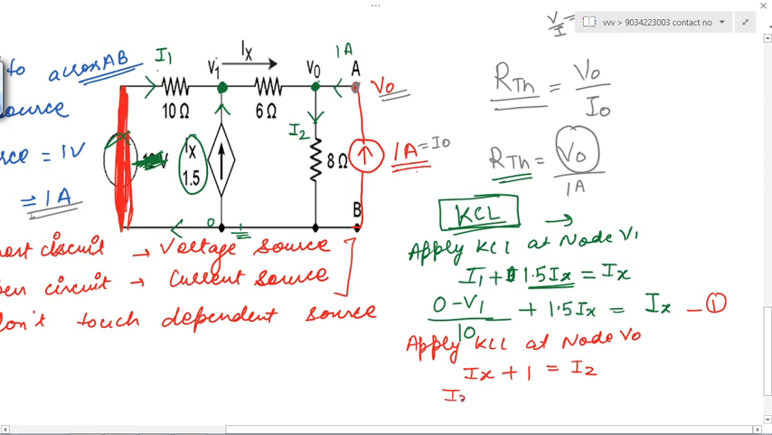Ix we can write down as it is, 1 we can write down as it is, and I2 is how much? V0 minus 0 divided by 8. Clear? Because this I2 current is flowing from V0 to ground, V0 to 0. So this is your equation 2.